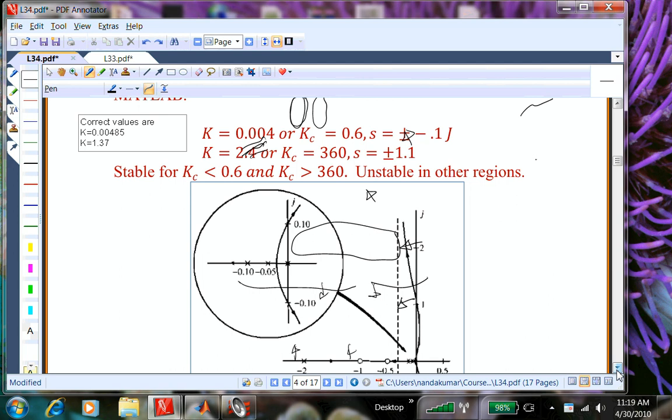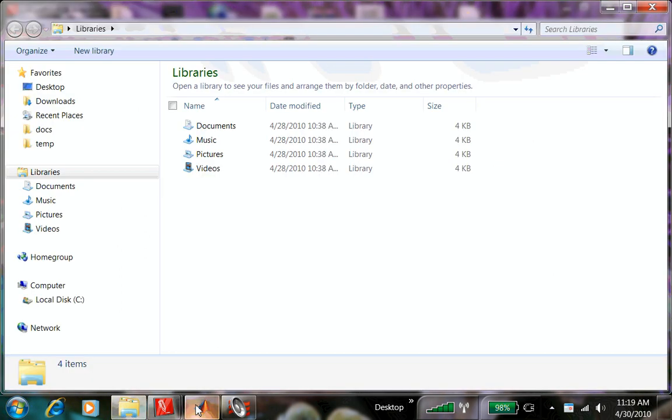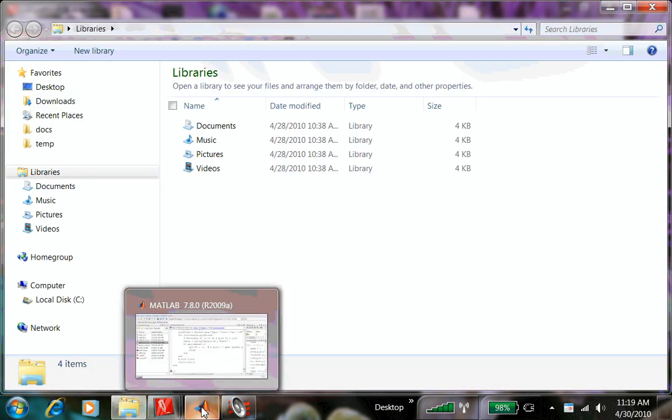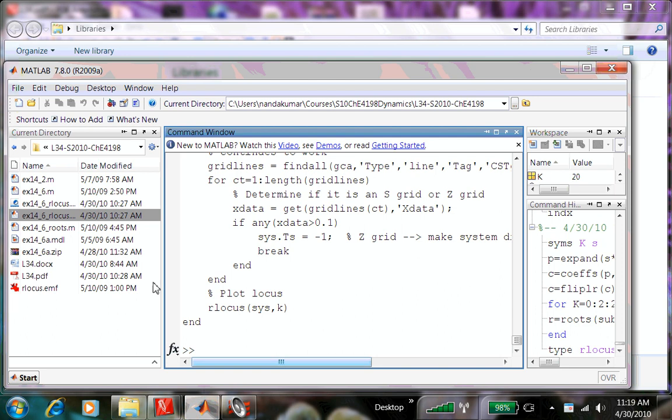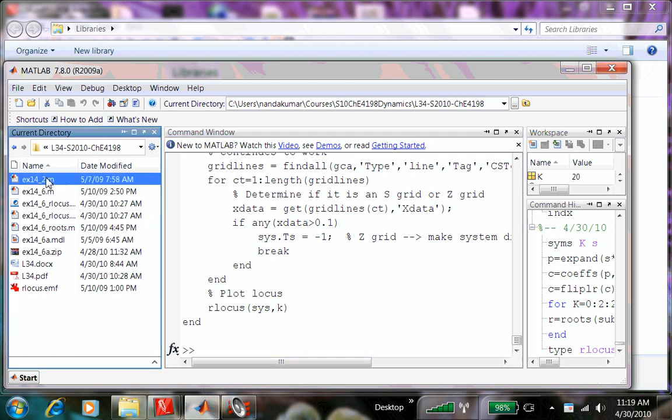Oh my god, this is really messy. Okay. If we can generate it, I'll generate it again.